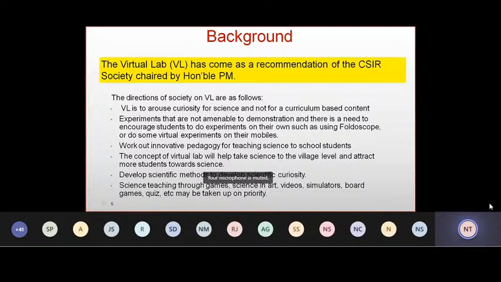Work out innovative pedagogy for teaching science to school students. The concept of the virtual lab will take science to the village level and attract more students towards science. This is really challenging, and we are coming up with innovative methods of doing so. I'll share with you. Develop scientific methods to develop scientific curiosity. Science teaching through games, science in art, videos, simulators, board games, quizzes, etc. may be taken up on priority. These are the recommendations of the CSIR governing body, and we are working to make this true.